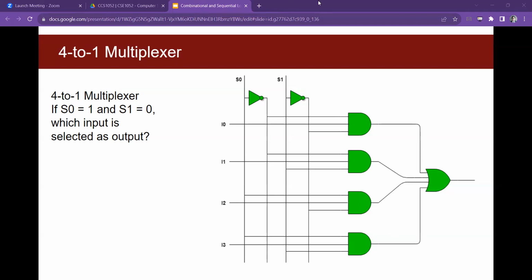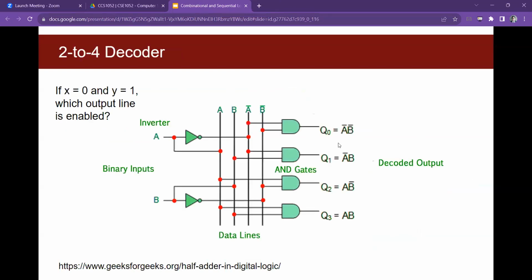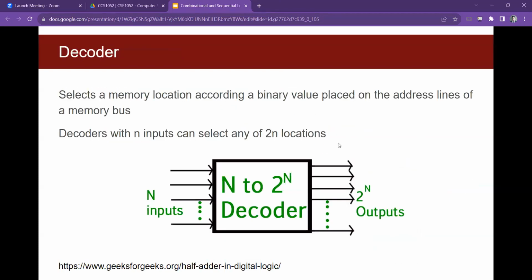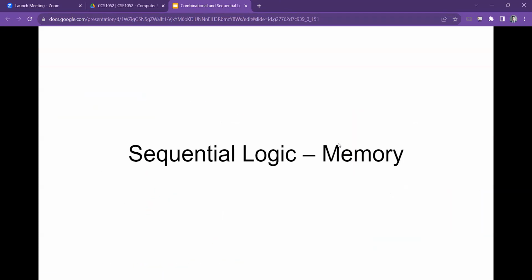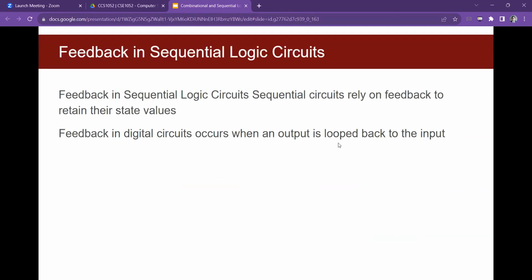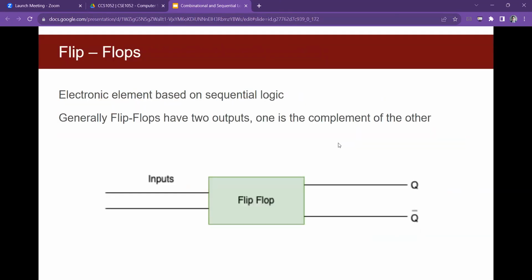And for the multiplexer, for the decoder, right? And what is an ALU and how it is constructed. Then next week I will go through these flip-flops and all.